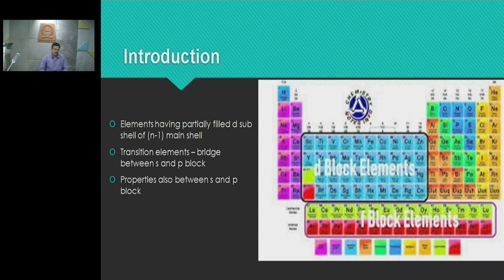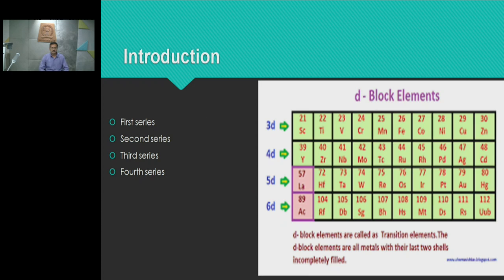In this case, why do we call them d-block elements? Because their outermost shells are filled with d orbitals, that is, a filled d subshell with respect to the main shell. They are a transition between the s and p block elements, and their properties also lie in between s-block and p-block elements. Then we have to see the different series: the 3d series, 4d series, 5d series and 6d series.